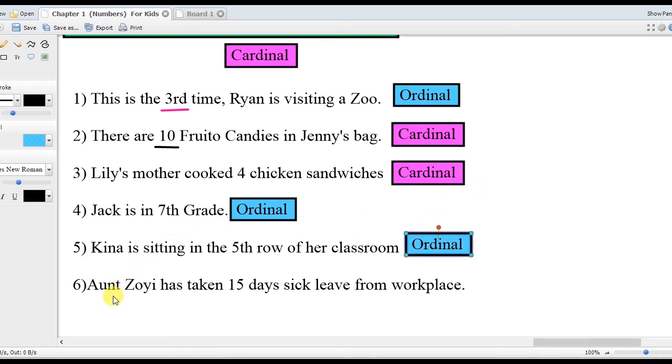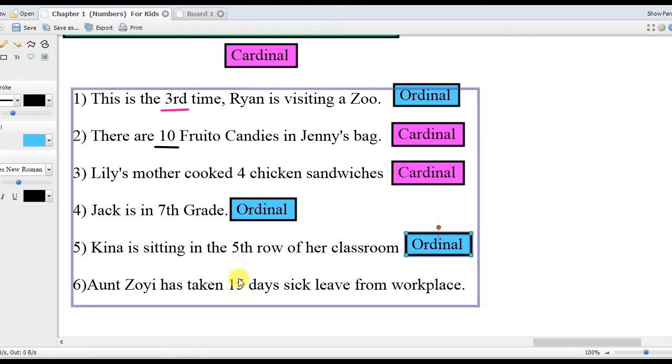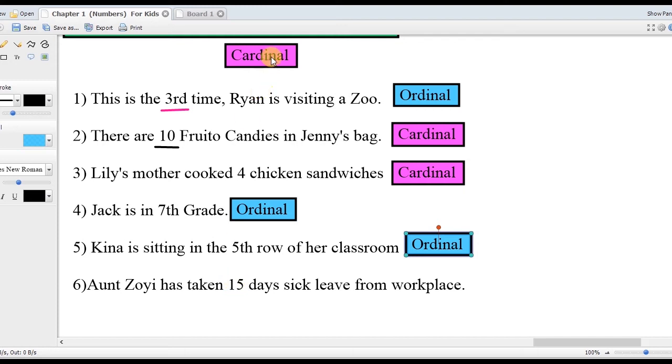And then we have Aunt Zoe has taken 15 days sick leave from workplace. So she has taken 15 days. So this is telling us something about the number, right? 15 days sick leave from the workplace. So is this a cardinal number or an ordinal number? So this is a cardinal number, right? So this is how you differentiate between the cardinal and the ordinal numbers.